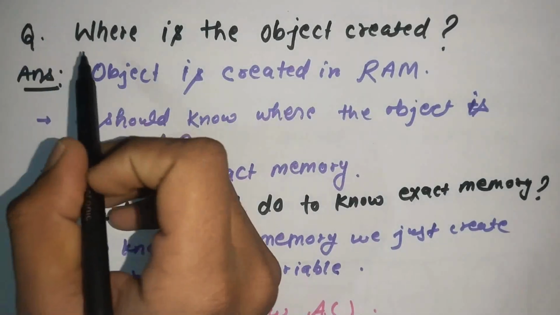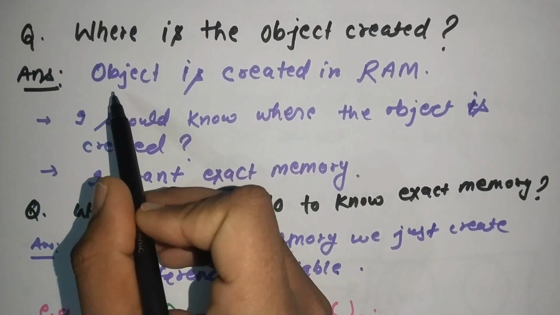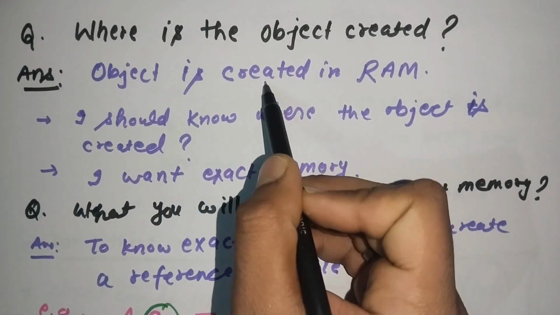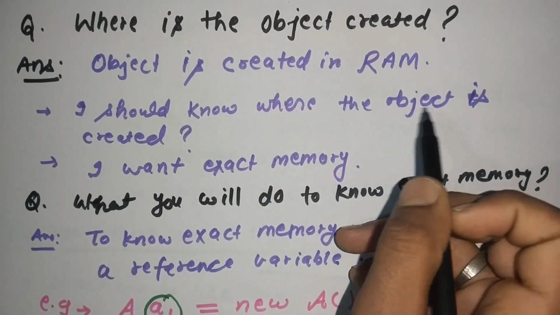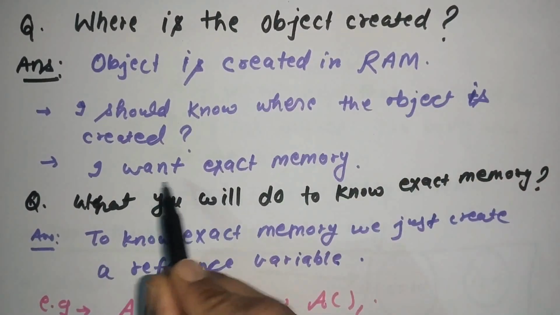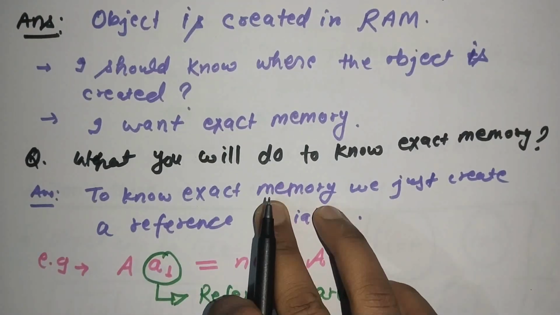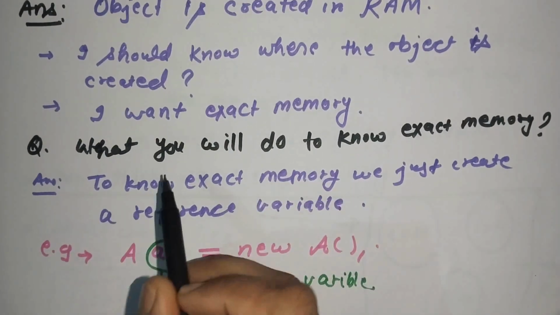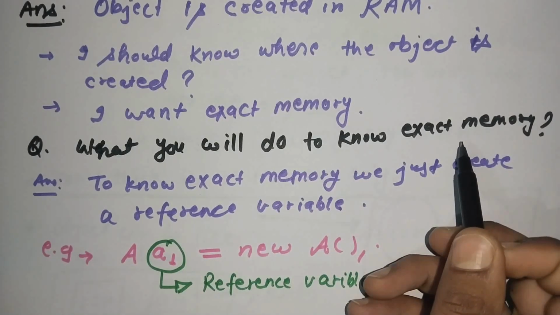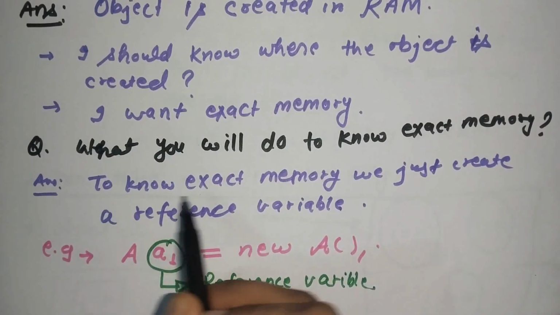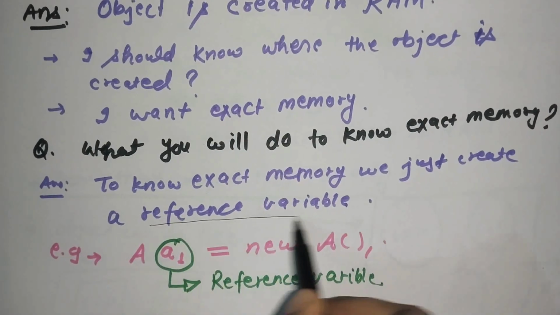Now the question arises: where is the object created? The object is created in RAM. I should know where the object is created; I want the exact memory. Then what will you do to know the exact memory? To know the exact memory, we just create a reference variable.